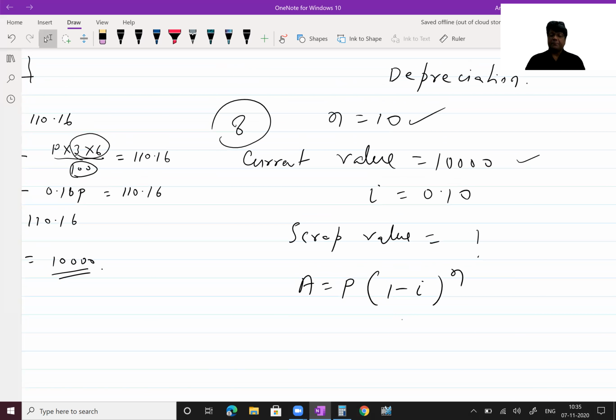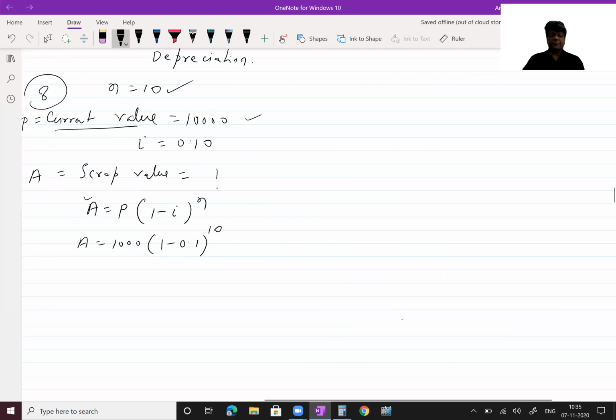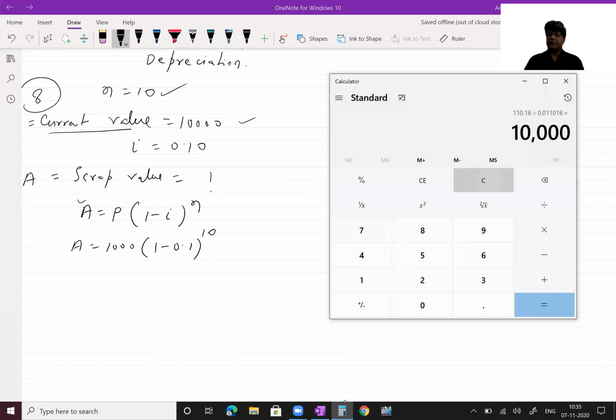Now, depreciated value is which value? That is the scrap value. Obviously, A. That is A in the future when it will be scrapped, the diminished value. P is which value, guys? Present value, that is the current value. So if I put these values in the formula, A we are to calculate is equal to 10,000 into (1 minus 0.1) to the power 10. That's it. So guys, simply you are to use the calculator and you will get the answer.